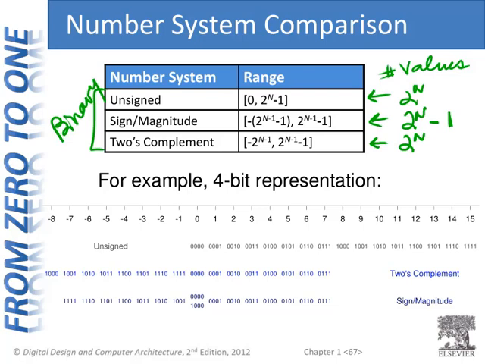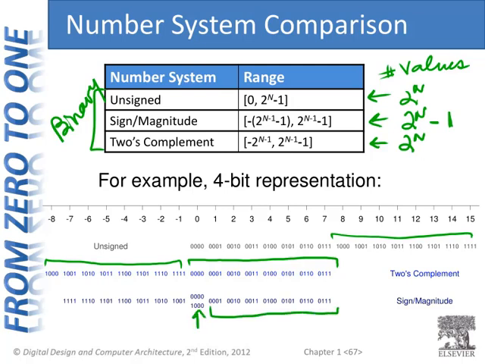If we look at the example for 4 bits, unsigned binary numbers can go from 0 to 15. For 2's complement, we can only go from 0 to 7, but we basically take that top part and shift it down to the negative portion of the range, and represent from minus 8 to minus 1. For sign magnitude, we have 2 representations of 0, and the values from 0 to 7, and minus 1 to minus 7.